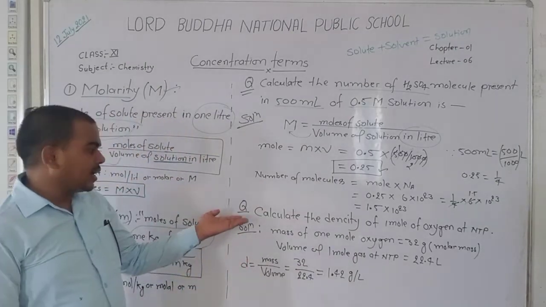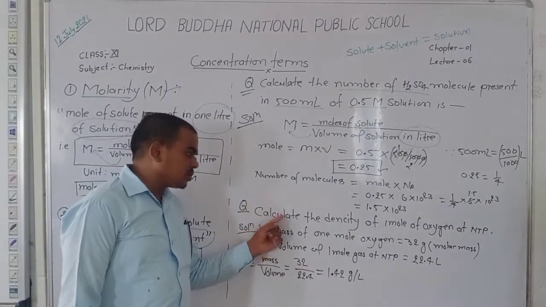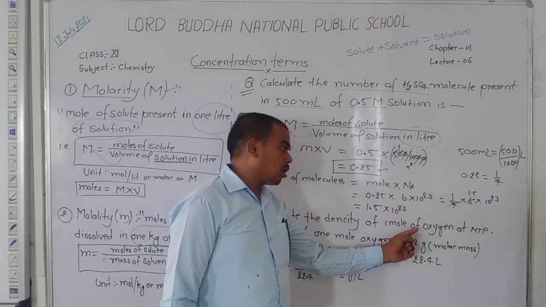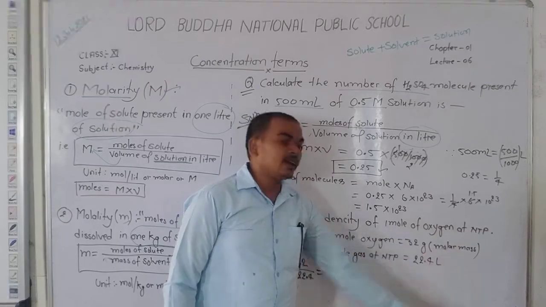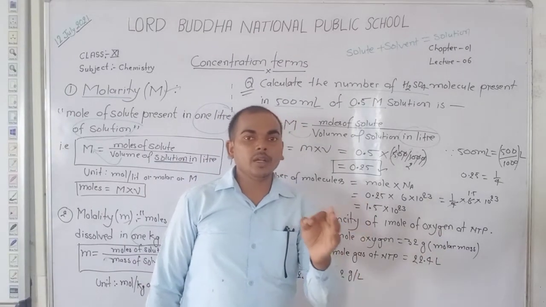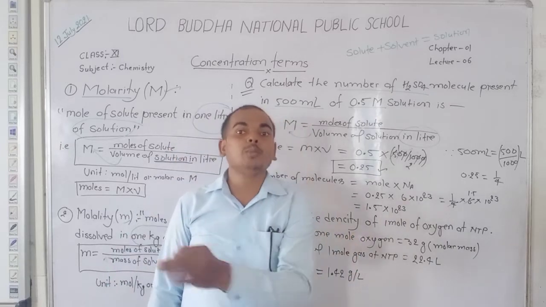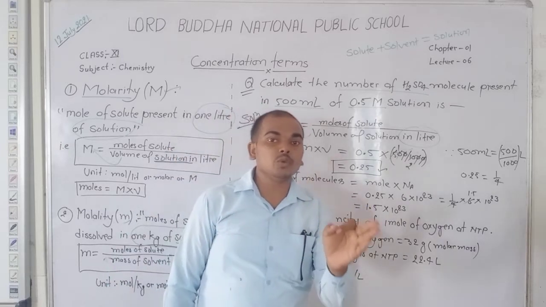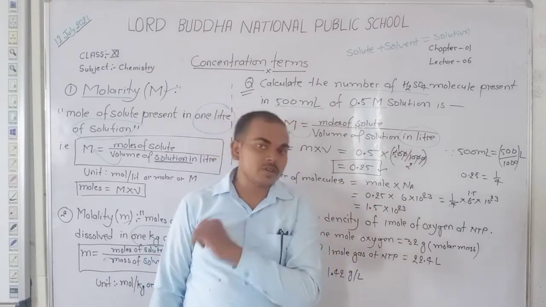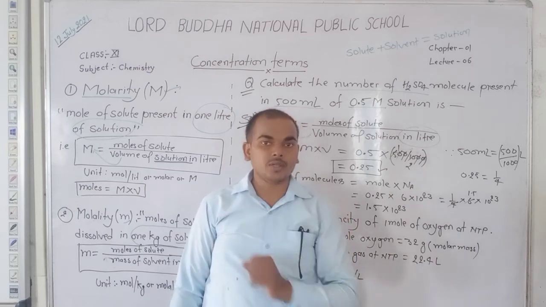Okay. Now calculate another problem. The problem is, calculate the density of 1 mole of oxygen at NTP. Dear student, here NTP means normal temperature and pressure. Normal temperature is room temperature, 25 degrees Celsius. Pressure is 760 mmHg.